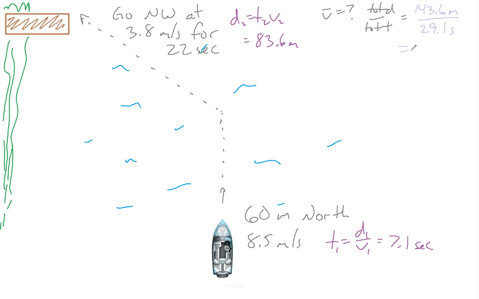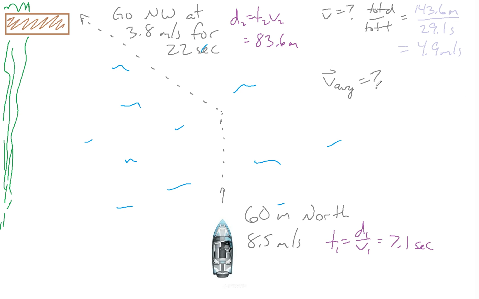So then I just have to divide those two out. So I got the 143.6 divided by the 29.1, and we're looking at around 4.9 meters per second as the average speed for the entire thing. Okay, all good. All right, so now let's find the average velocity for the entire thing.